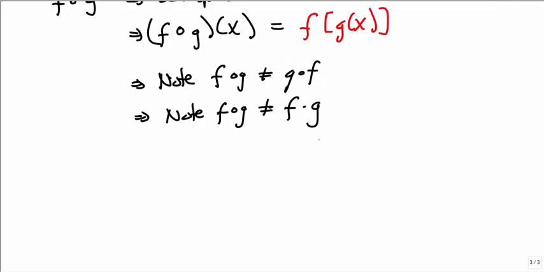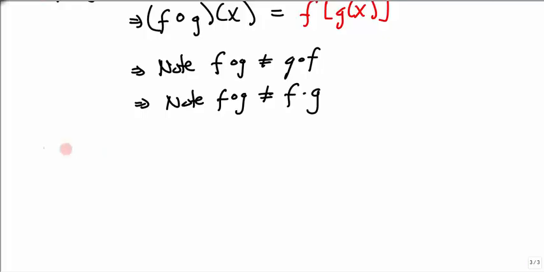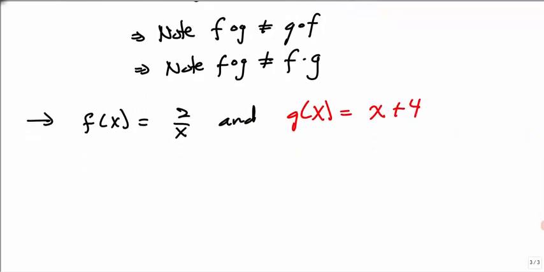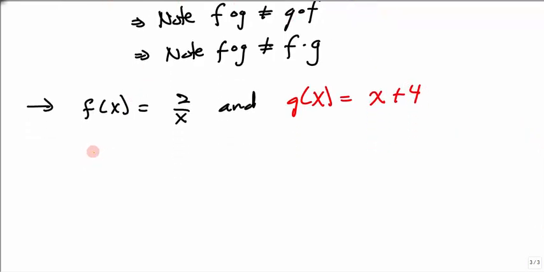Now what does composite function mean? Well, let's go ahead and look at some examples. Let's say that f of x equals, let's say, 2 over x, and g of x equals x plus 4. Let's go ahead and look at composite functions.